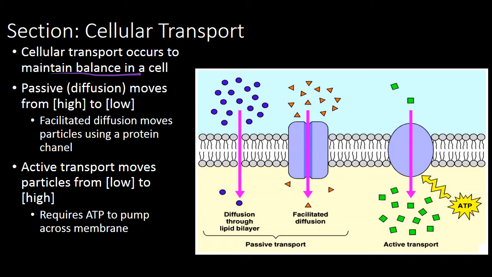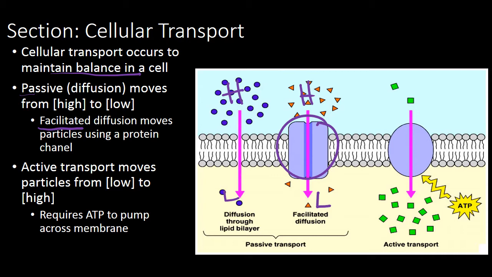The first type of transport we're going to look at is passive. Passive, another name for that is diffusion. We're moving things from high to low. So in this picture right here, it's a high concentration moving to a low concentration, passive. This picture right here, high to low, but it's got a protein channel. So this is called facilitated diffusion. It's still the same, passive, doesn't require ATP or anything like that. It's just using a protein.